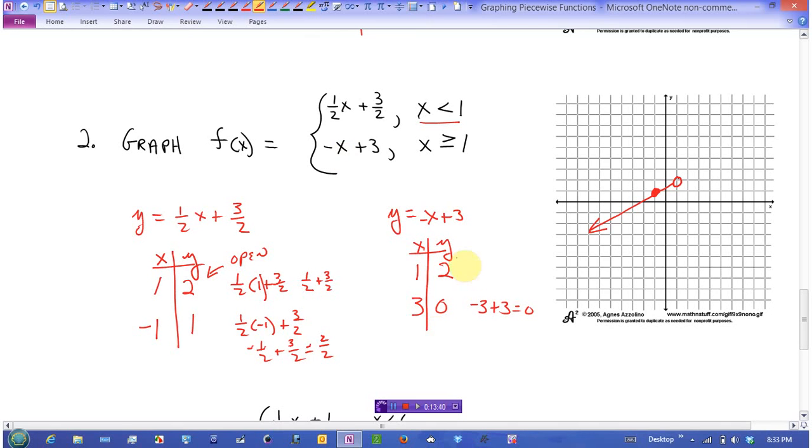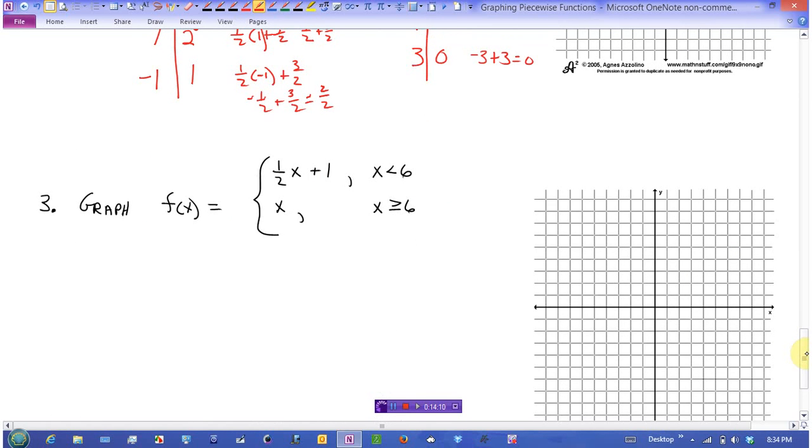So I have those 2 points. Now this one will be a closed dot because it has an equal to here. And so let's plot it. So I got 1, 2. And when I plot it, that's going to fall right on top of my open dot. And that's okay, no big deal. And the next one is 3, 0. So that part is going like that.